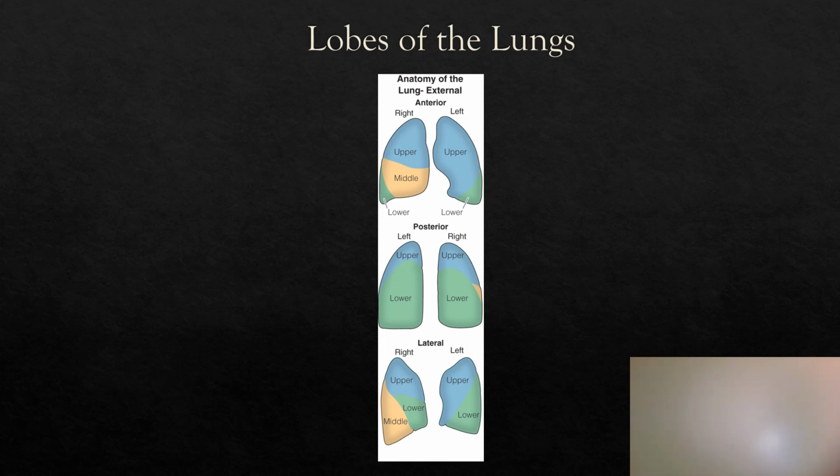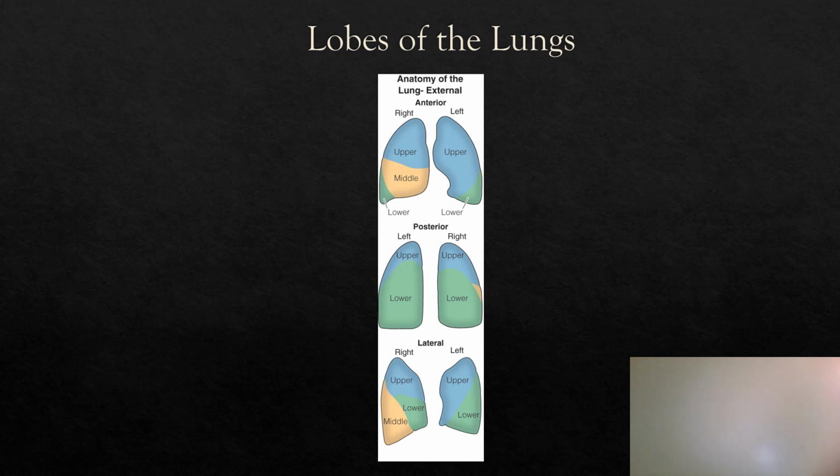This is a picture that just demonstrates the lobe locations in the chest. We know on the right side we have 3 lobes, and on the left side we have 2 lobes. We're looking at basically the right upper, middle, and lower, and then the left upper and lower.